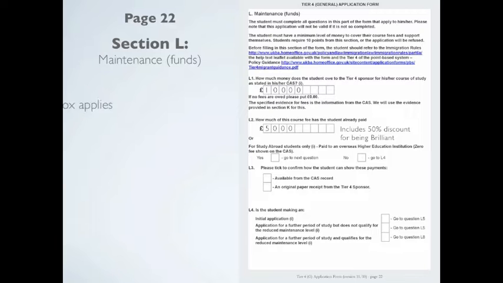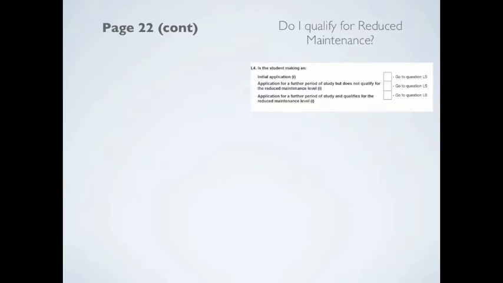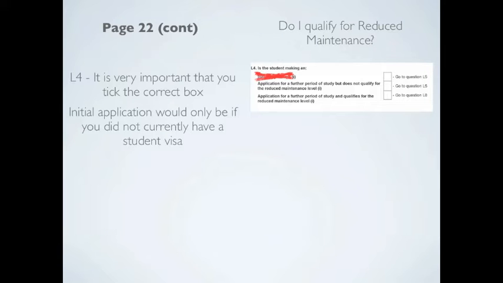L3. You must tick whichever of these boxes applies to you. L4. It is very important to select the correct box to tick for this question before continuing with the rest of the application form. Initial application will only apply to you if your current visa is not a student visa or Tier 4 student visa, so you will probably need to tick one of the following two boxes instead.